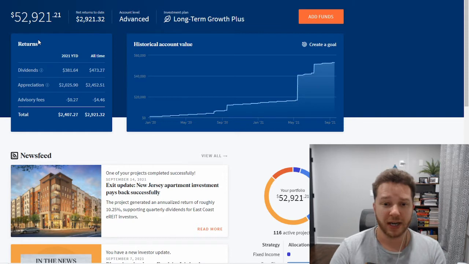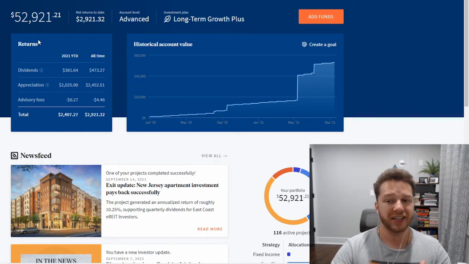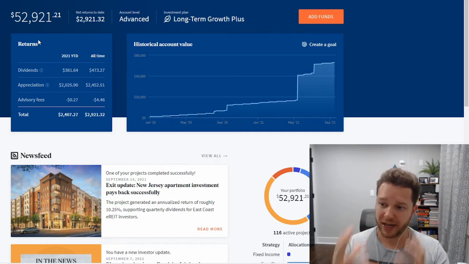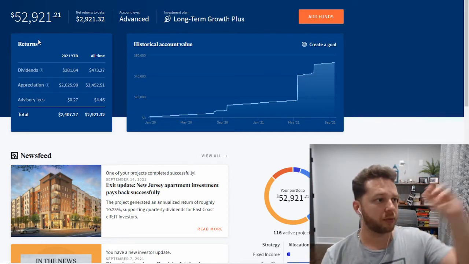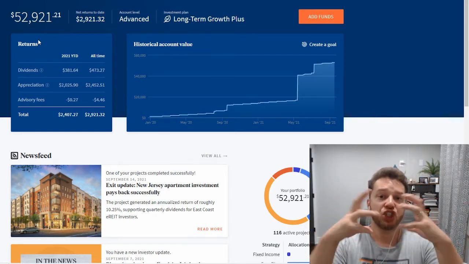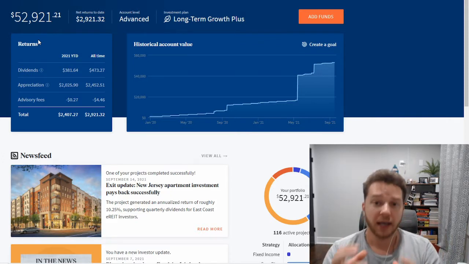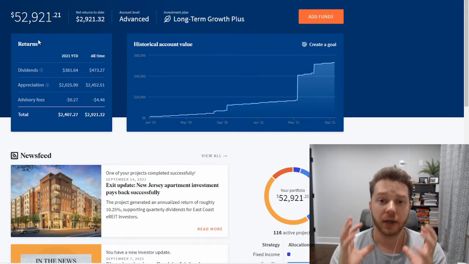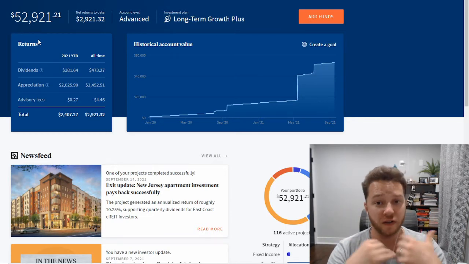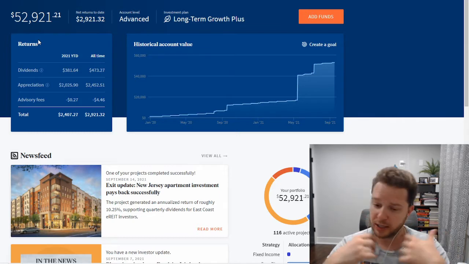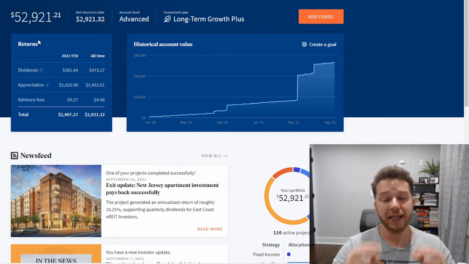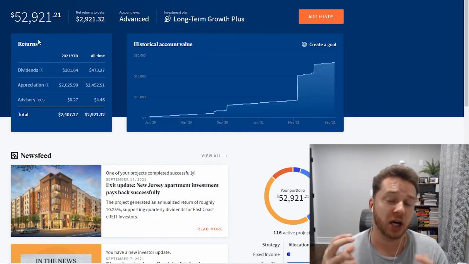Now in Fundrise, it's a little bit different because you don't directly own real estate. You own funds in a portfolio, so you don't directly own a property in New Jersey or a property in New York or a property in Texas or California. You own shares of the fund, and inside that fund, there are numerous types of real estate properties that Fundrise purchased and they're trying to improve, get rental income from, or sell. So until you sell those shares of that fund, any returns that you get in terms of appreciation are unrealized.